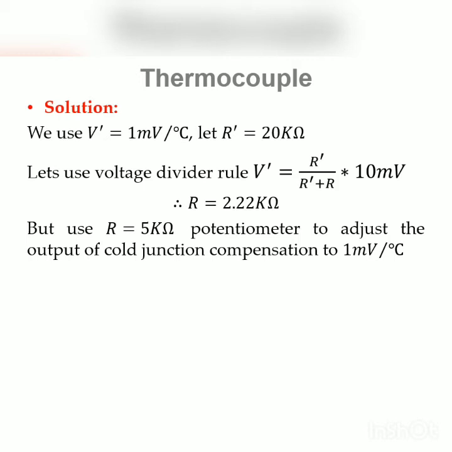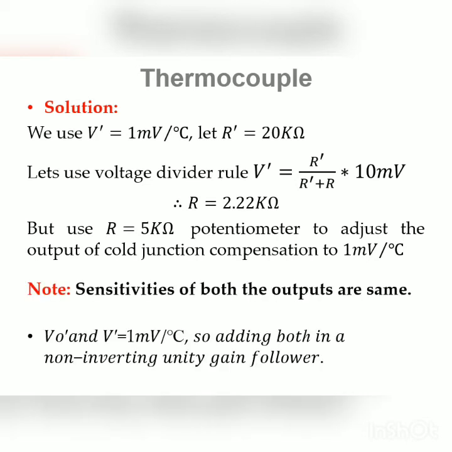But as I said earlier, we have to use a 5 kilo ohm potentiometer to adjust the output of the cold junction compensation circuit to exactly 1 millivolt per degree Celsius. Hence, the nearby value to the calculated fixed value of 2.22 is the 5 kilo ohm potentiometer. Note that the sensitivities of both the outputs are the same.